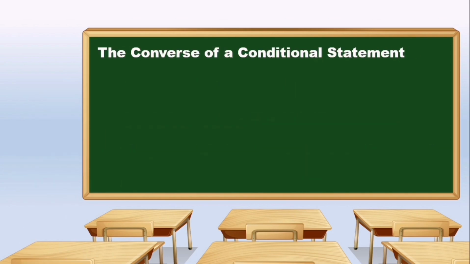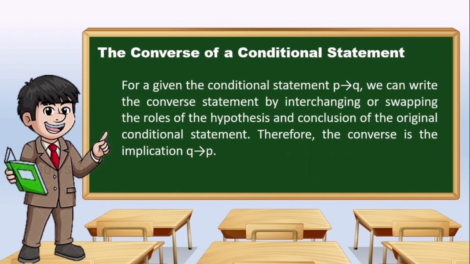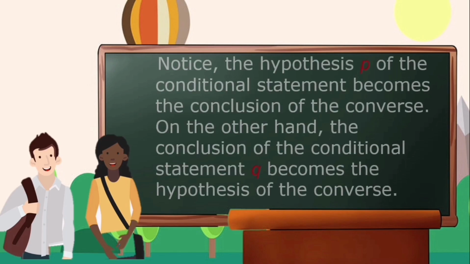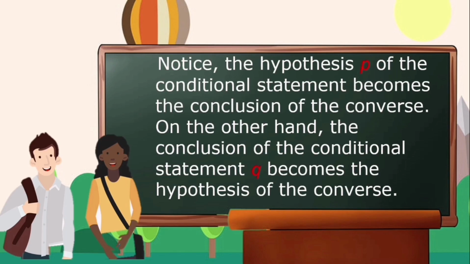Now, the converse of a conditional statement. For the given conditional statement P implies Q, we can write the converse statement by interchanging or swapping the roles of the hypothesis and conclusion of the original conditional statement. Therefore, the converse is the implication Q implies P. Notice that the hypothesis P of the conditional statement becomes the conclusion of the converse. On the other hand, the conclusion of the conditional statement Q becomes the hypothesis of the converse.